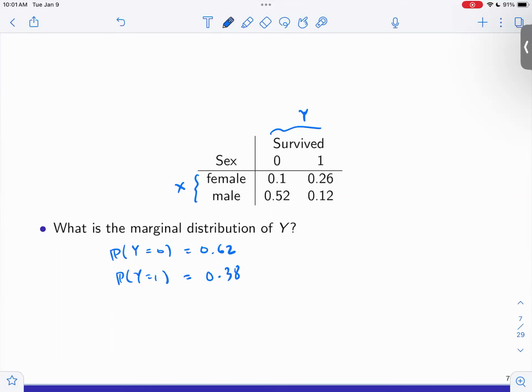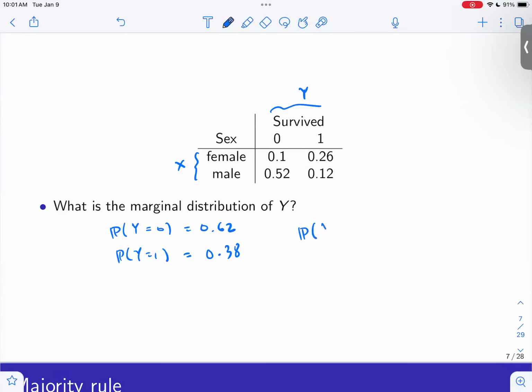I get 38. You can double check that this sums to 1 as well. These four also have to sum to 1. So that's the marginal distribution. In the notes, I might write Y dot is 62, 38. You can think of the distribution as just a vector because it takes two values. Each coordinate tells you the probability of that particular value.